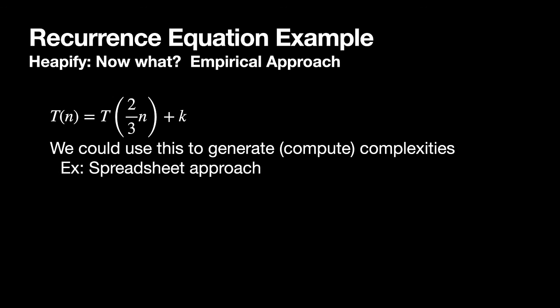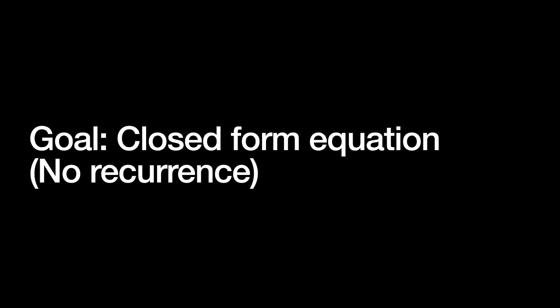Using that spreadsheet approach to generate the total amount of work that's done is accurate. We can compute exact values, but it's really awkward. So our goal is to come up with a closed form equation to get rid of these recurrences and have an easier way to compute the overall result.